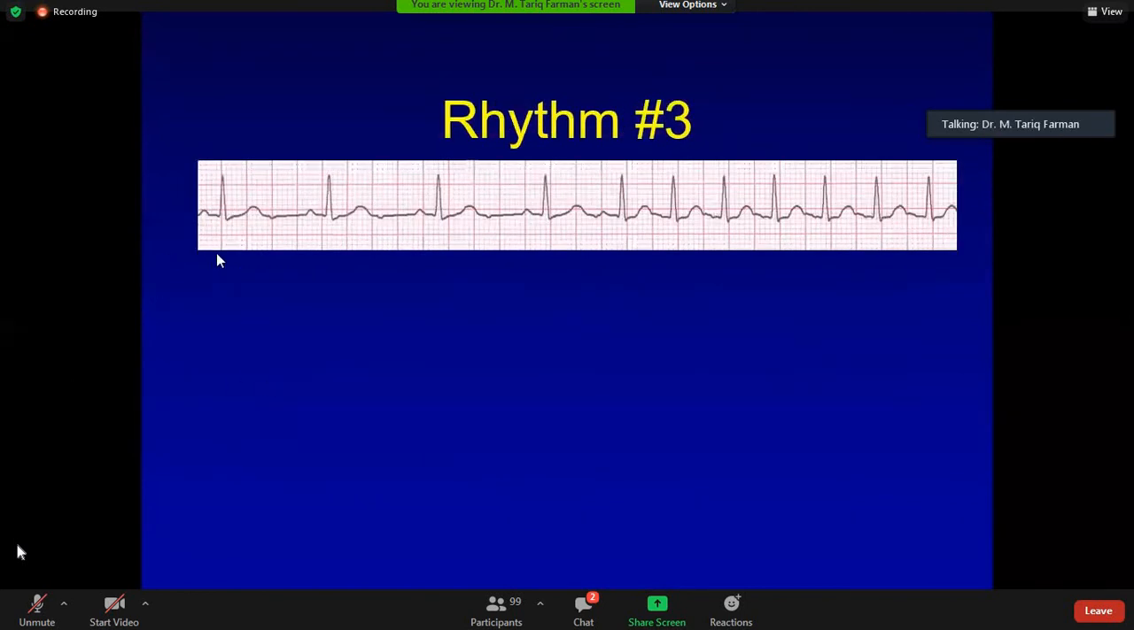Now the rhythm: 300, 150, 100, 75. Right? So less than 75, 70. The QRS rate. PR interval is normal. Again, PR interval is normal.